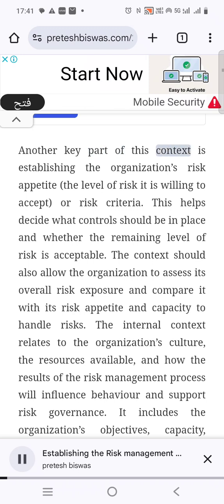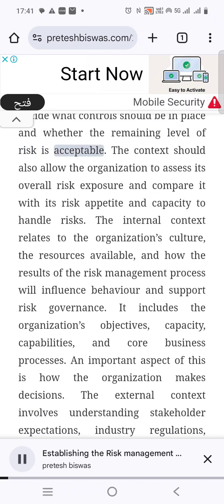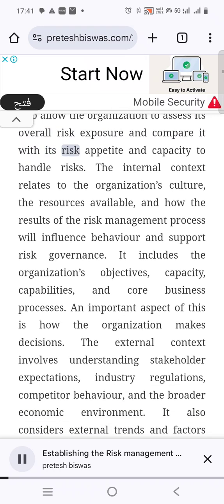Another key part of this context is establishing the organization's risk appetite, the level of risk it is willing to accept, or risk criteria. This helps decide what controls should be in place and whether the remaining level of risk is acceptable. The context should also allow the organization to assess its overall risk exposure and compare it with its risk appetite and capacity to handle risks.